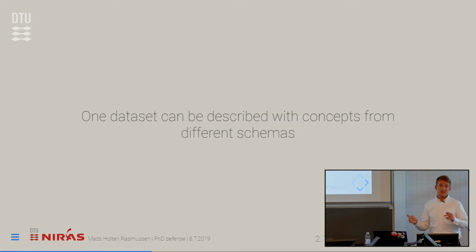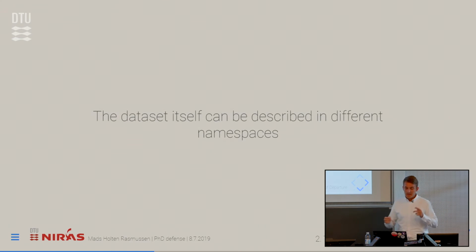The cool thing about this, and what you just saw there, was that I had one data set that was described both with RDF, with my own namespace, and with schema.org. So one data set can be described with concepts from different schemas. So my data set can be described with OGC and with buildingSMART and with Dansk Standard at the same time, or the CCS classification system. The data set itself can also be described in different namespaces, meaning that the architect can describe part of it, the engineer can describe part of it, the client can describe part of it.